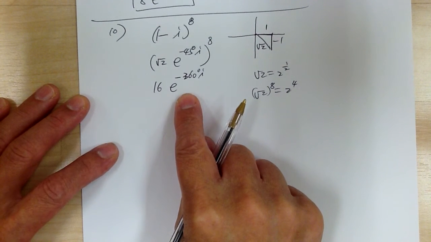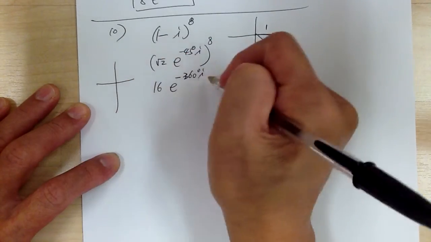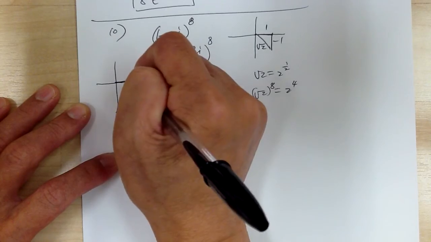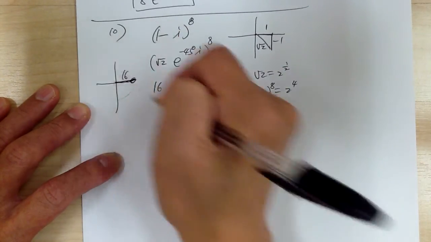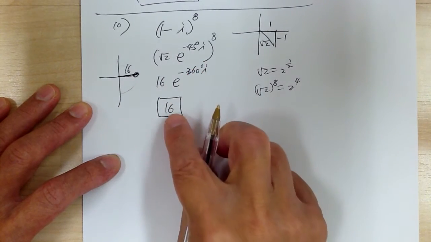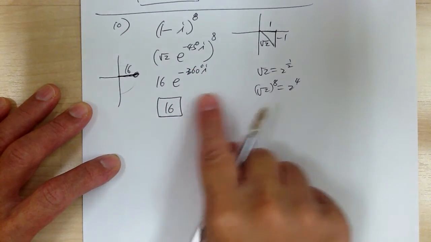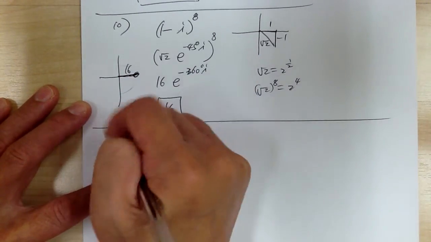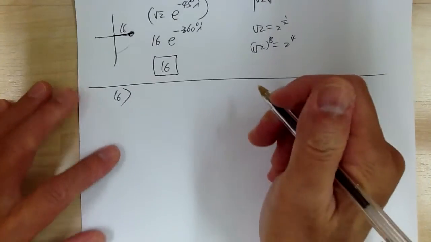And to convert this into the rectangular form, again, you can draw your triangle very quickly. Now, negative 360 degrees would be right over here, right? Because you're going backward, and so it would be 16. So the rectangular form would be just 16. It would be 16 plus 0i, but you don't write the 0i, right? And so that's it. Okay, let's go to 16.